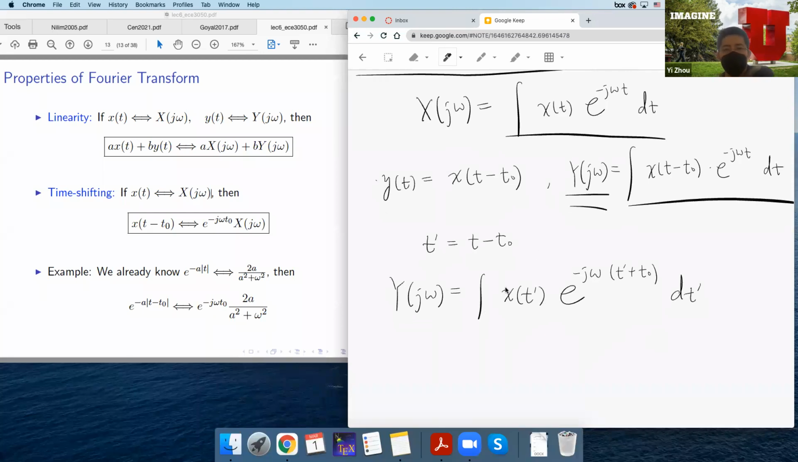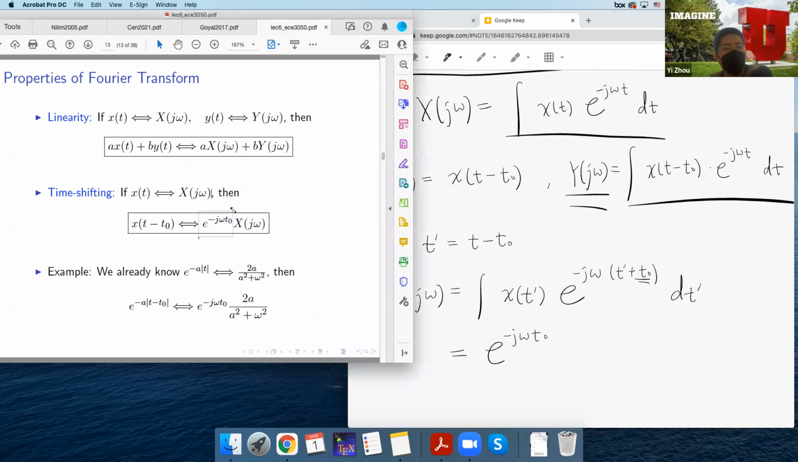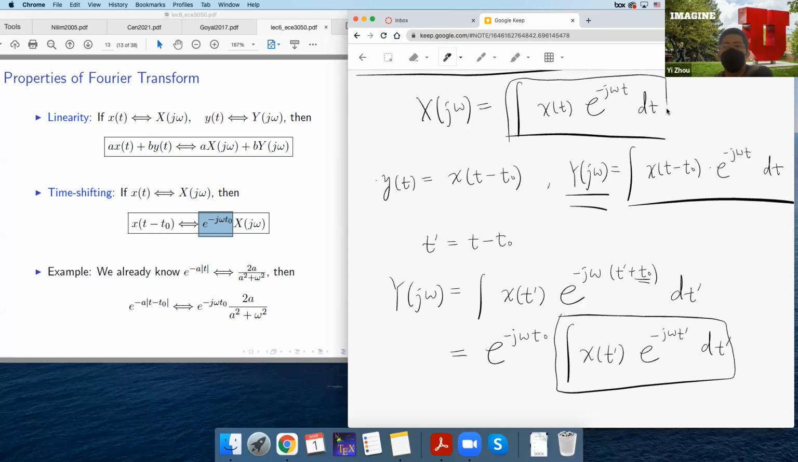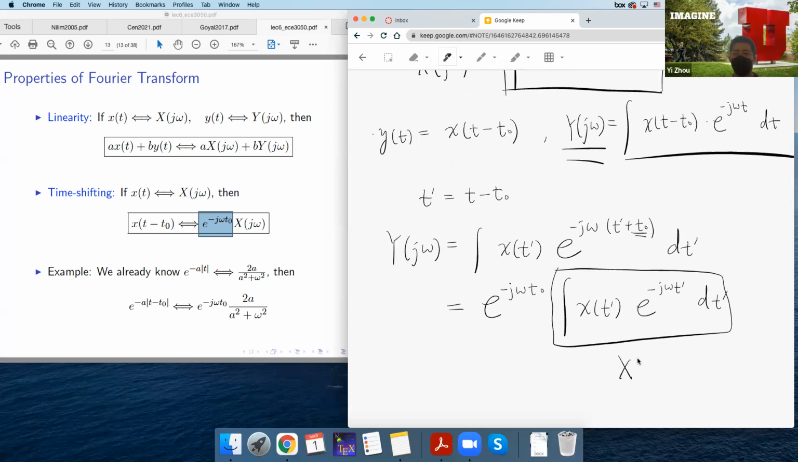And then you can see you have this constant complex exponential part, and you can take it out, which gives you this phase shift. And the rest of the part is the integral of x(t prime) e to the negative jωt prime dt prime. Right, and this part is exactly the same as X(jω), except for a change of notation. So this is X(jω) actually.